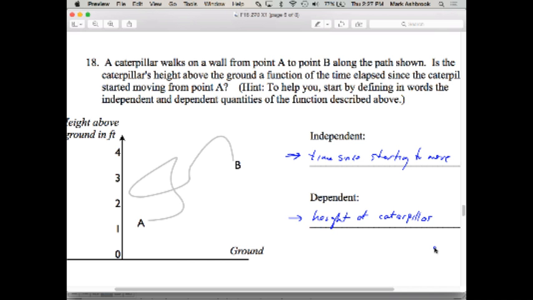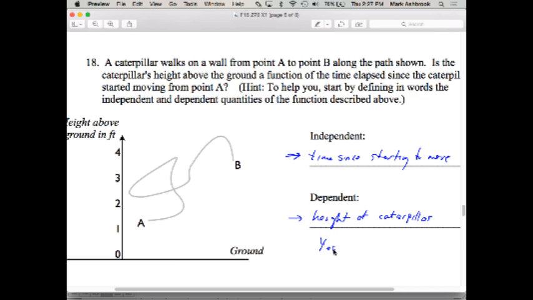Okay. Sophia, what are you? Yeah, basically, the caterpillar can only be in one place at one time. Even though the path is going backwards or forwards, time is still going on. Okay. Andrea, you agree? Yes, I do. Because what is the definition of a function? For every value of the independent variable, there's only one value of the dependent variable. So for these variables, is that true? Given any time since it started to move, is there only one height assigned to that time? Yes, there is. Okay. So yes.